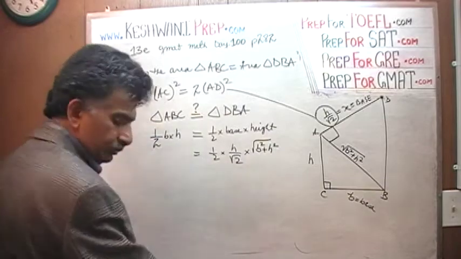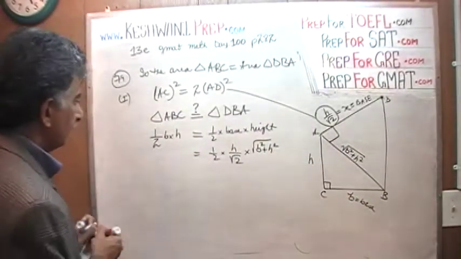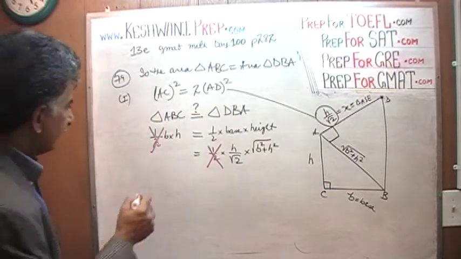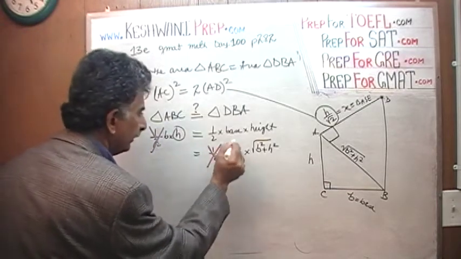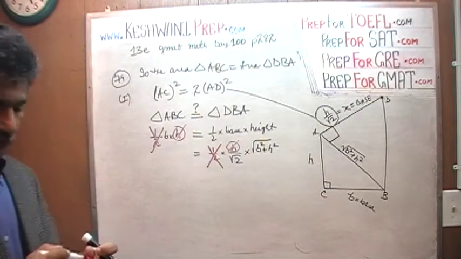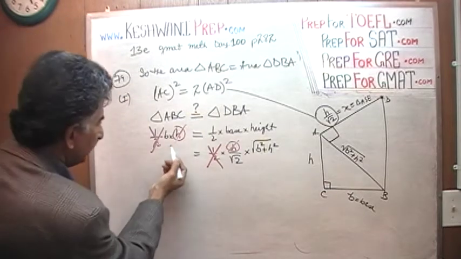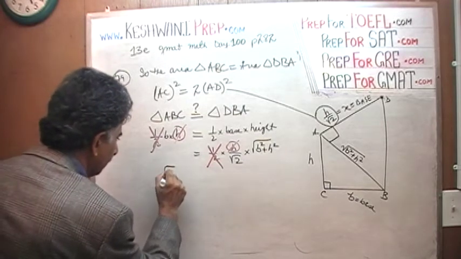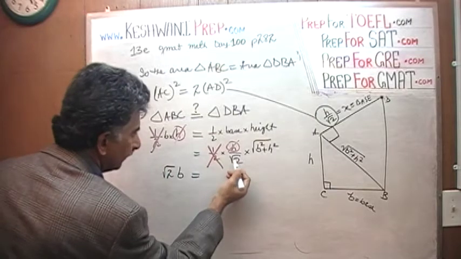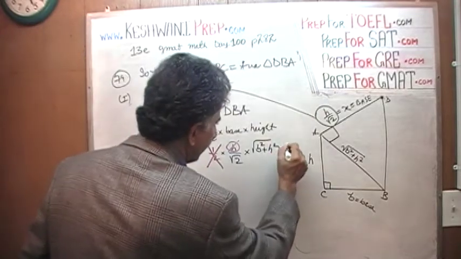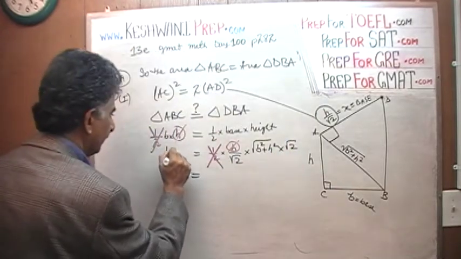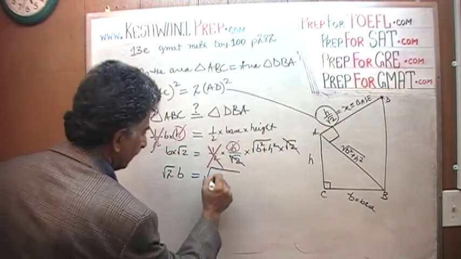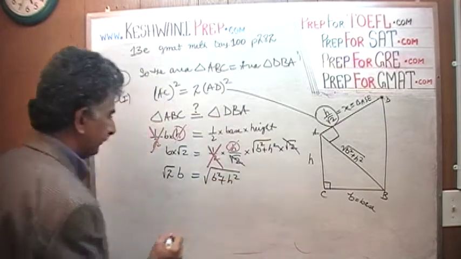Here we have 1/2 this part. Therefore, this 1/2 drops out. I see an H here and an H here, so it drops out. Multiply both sides by √2, and we end up with √2 times B equals, this √2 is going to drop out, and we end up with the square root of B squared plus H squared.